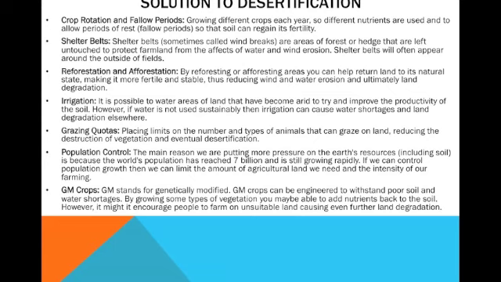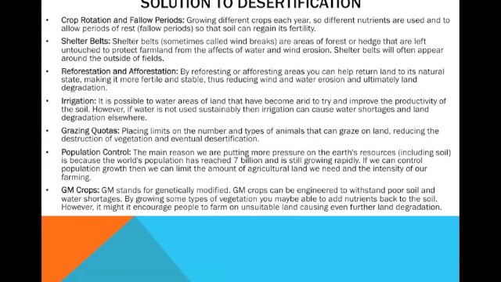Grazing quotas. Placing limits on the number and types of animals that can graze on land will reduce the destruction of vegetation and eventual desertification. Population control. The main reason we are putting more pressure on the Earth's resources, including soil, is because the world's population has reached 7 billion and is still growing rapidly. If we can control the population growth, then we can limit the amount of agricultural land we need and the intensity of our farming.